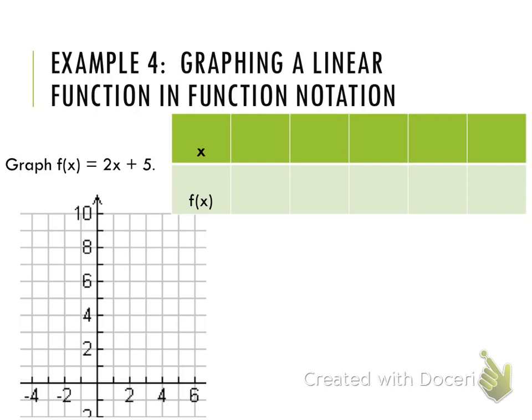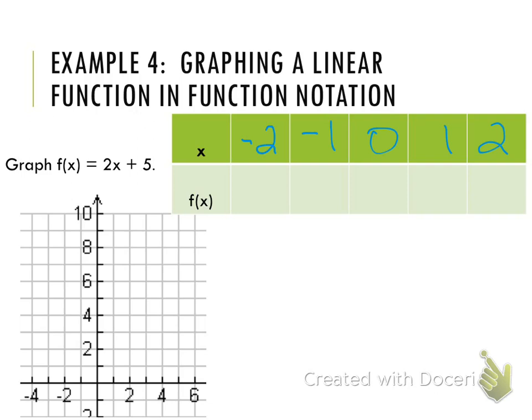What about when we're graphing a linear function in function notation? So we want to graph f of x equals 2x plus 5. One of the easiest ways to do this is a table. We're going to make up a table. Since there are no fractions, I usually like to pick easy numbers, like -2, -1, 0, 1, and 2, because this shows me what it does with negative values, 0, and positive values.